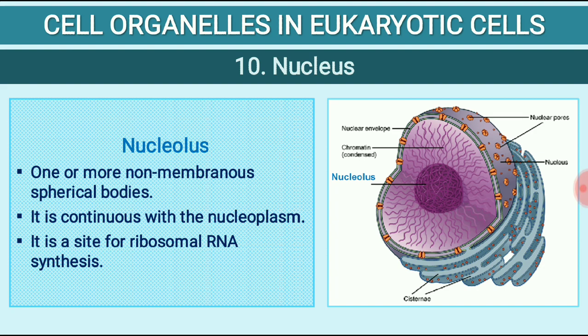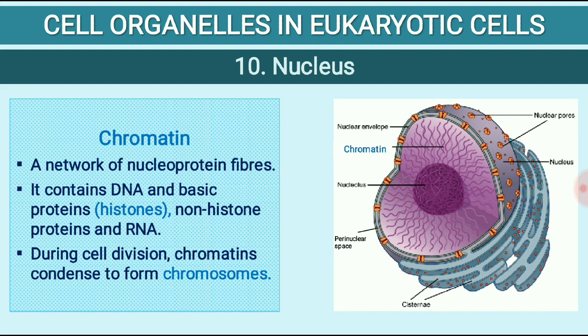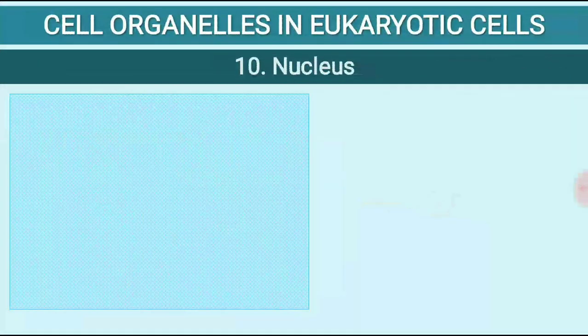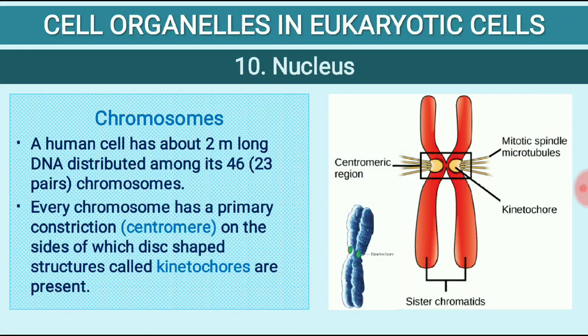You may recall that the interphase nucleus has a loose and indistinct network of nucleoprotein fibers called chromatin. But during different stages of cell division, cells show structured chromosomes in place of the nucleus. Chromatin contains DNA and some basic proteins called histones, some non-histone proteins, and also RNA. A single human cell has approximately 2-meter-long thread of DNA distributed among its 23 pairs of chromosomes.